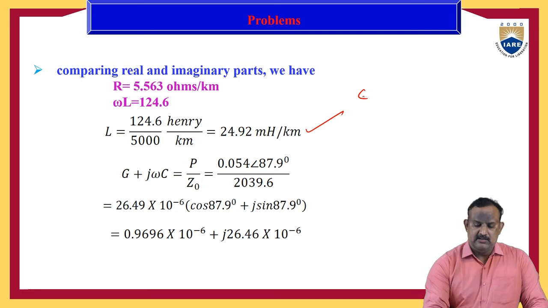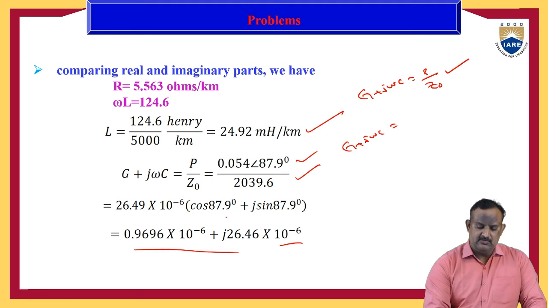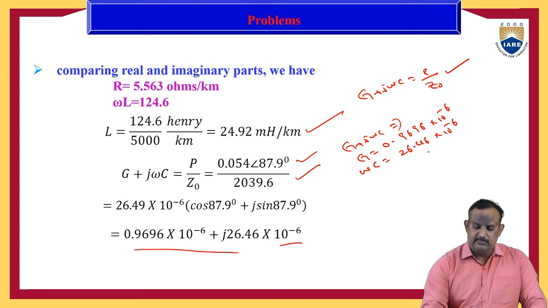Similarly, we can write G plus j omega C is equal to P by Z naught. P is a known value, Z naught is a known value. Simplify the expression and convert into real and imaginary parts. Comparing with G plus j omega C, G is equal to 0.9696 into 10 power minus 6, and omega C is equal to 26.46 into 10 power minus 6.